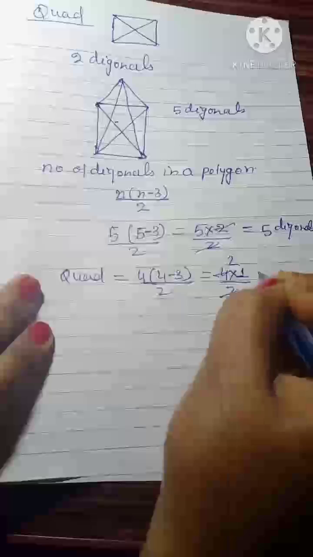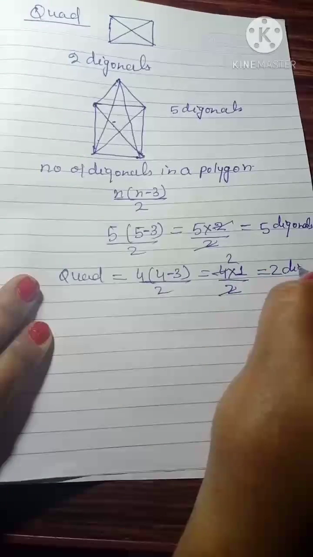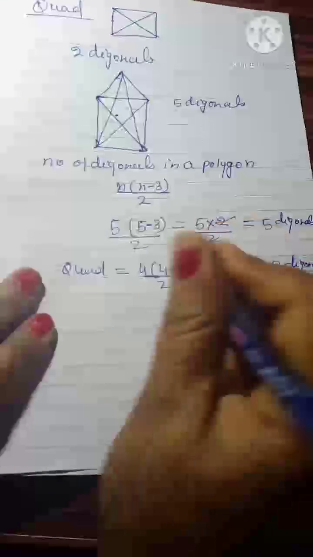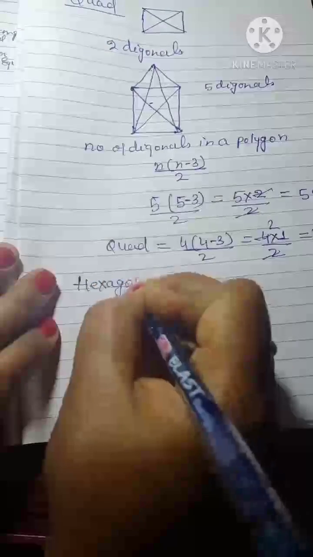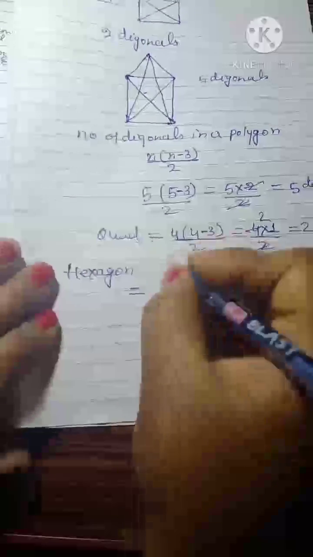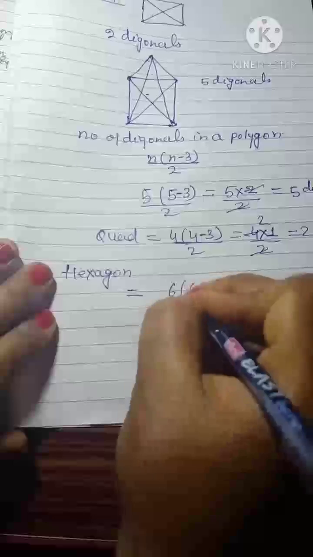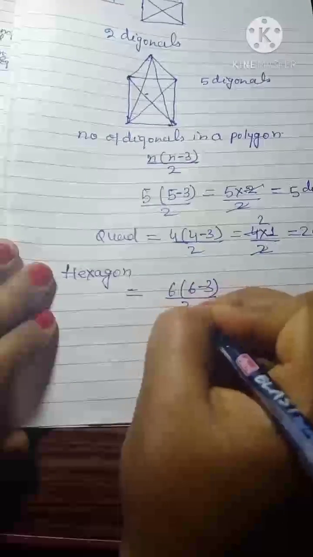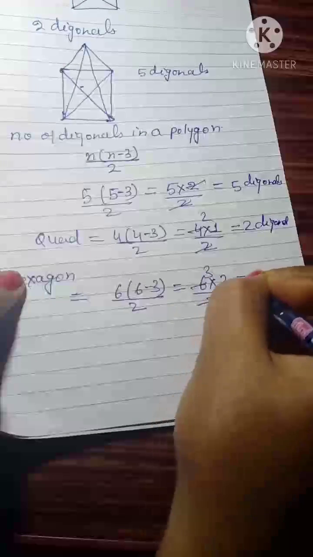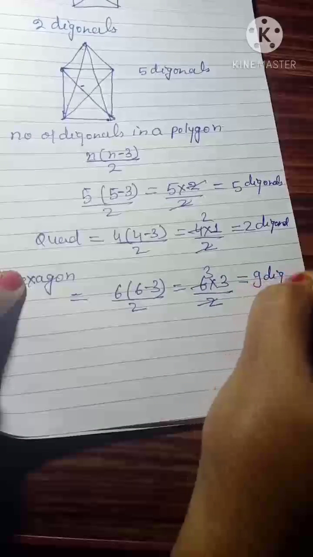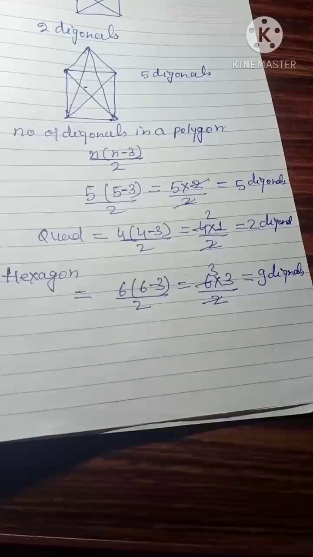2 2s are 4. 2 1s are 2. How many diagonals? 2 diagonals. Okay. Suppose in a hexagon we have to find the number of diagonals. Hexagon. So what will it be? Hexa means 6 sides. So 6 into (6 minus 3) upon 2. So 6 into 3 upon 2. 2 3s are 6. 3 3s are 9. 9 diagonals. So in this way, in the exam it can be asked for pentagon, heptagon, octagon, nonagon, decagon.